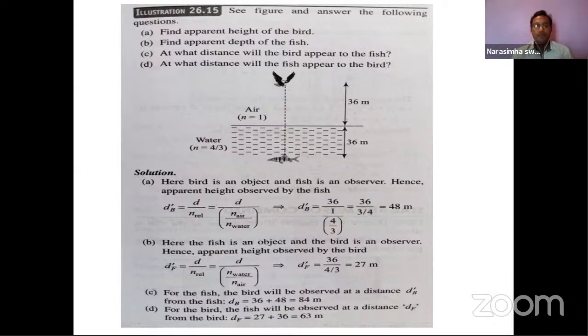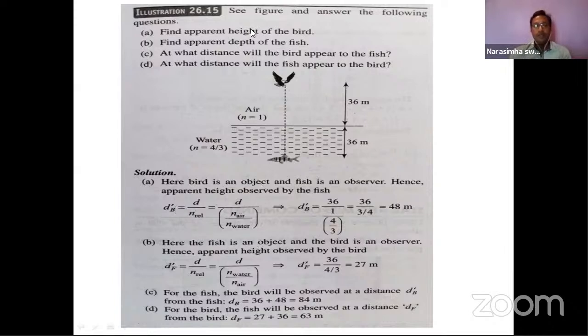In this problem, they are asking to find the apparent depth and height, the distances of this bird and fish. The problem is given here in the diagram itself. The whole information is here, and only the formula substitution is needed. So the formula is, look at this.